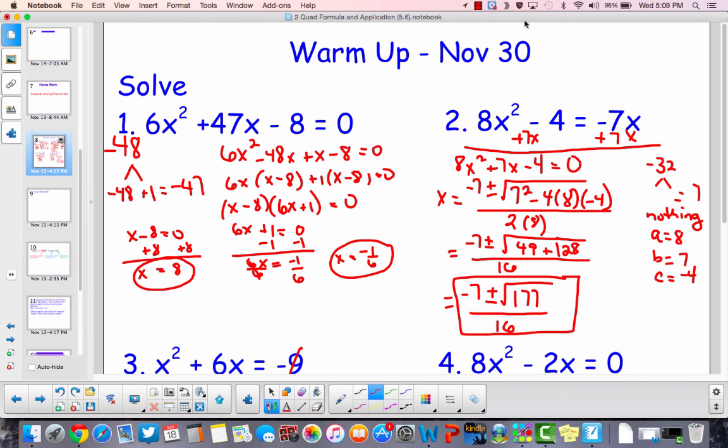Okay, so here are the answers to our warm-up. On this first one, you can see that it does factor. It's already set equal to 0, so we factored it, set both parts equal to 0, and we get x equals 8, and x equals negative 1/6.